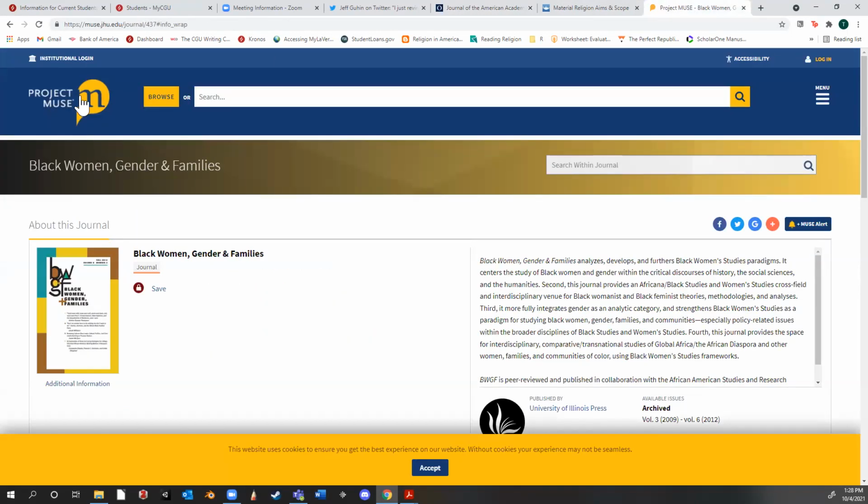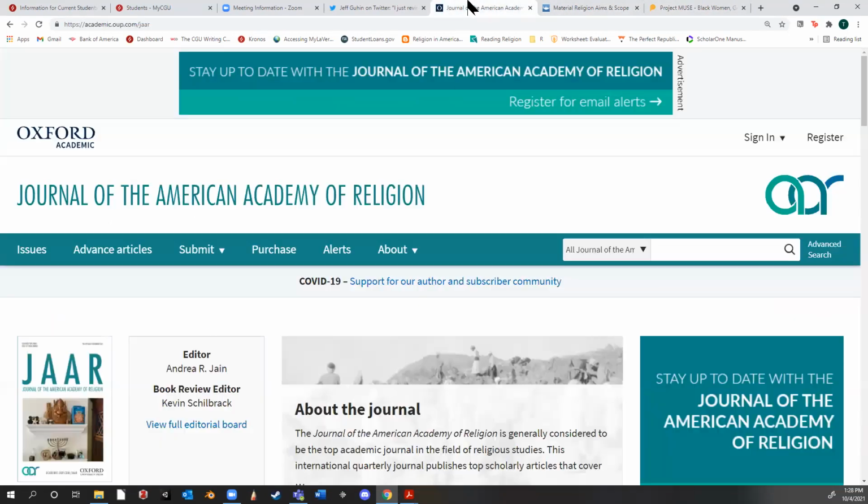Black Women, Gender and Families by Project Muse, right? So one thing you'll always find is that these journals are not independently published. They're published through large academic presses. So a lot of times the specific rules for how things are presented in journals, the rules for citations, the timeline, all of this is really dictated by not just the editors themselves, but even larger structures than that.